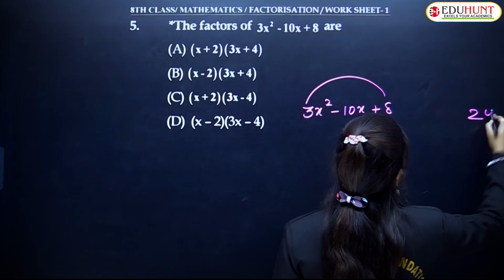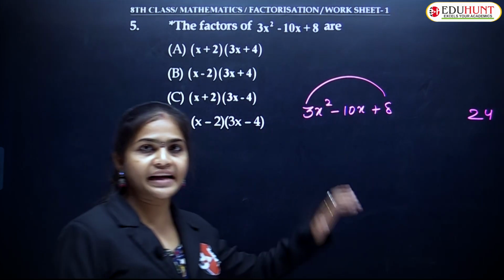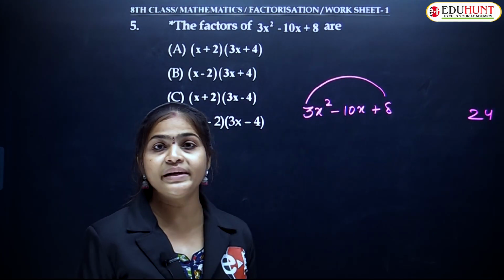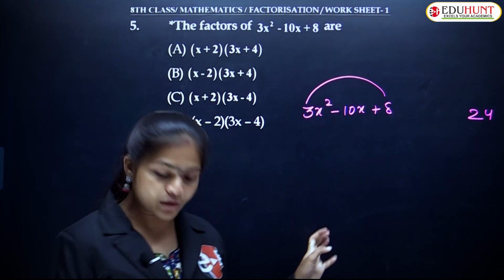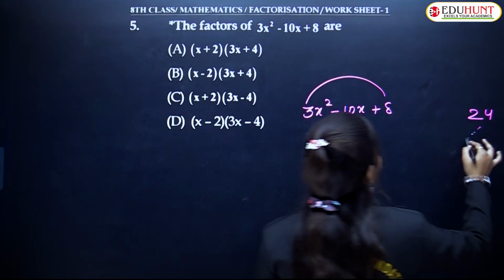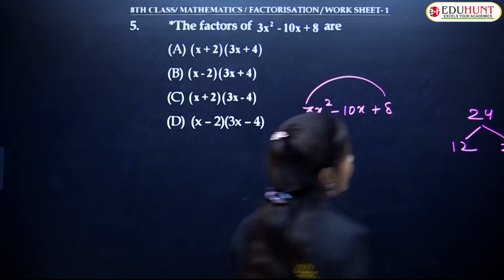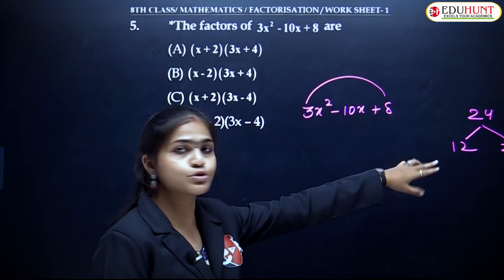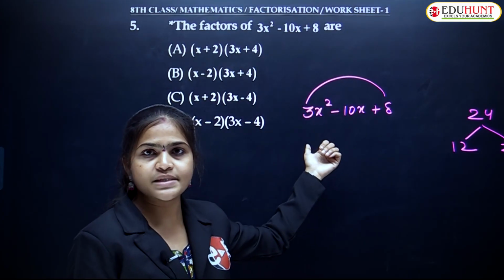So what are the factors of 24? The factors must satisfy that their sum must be equal to the middle term, that is minus 10. Here the possible values are 12 and 2. 12 twos are 24, satisfying. And 12 minus 2 is equal to 10, satisfying.